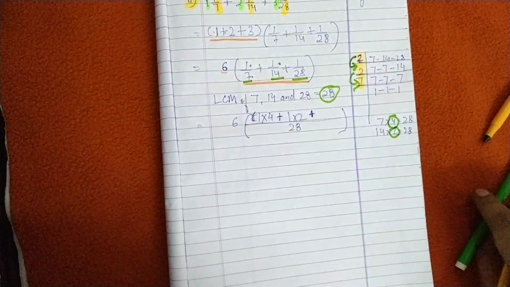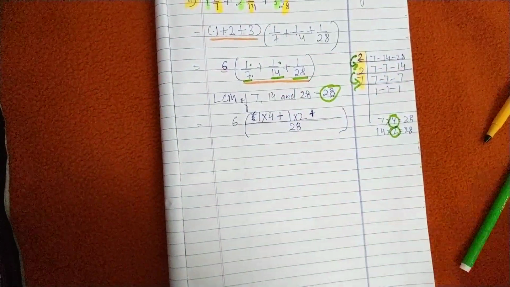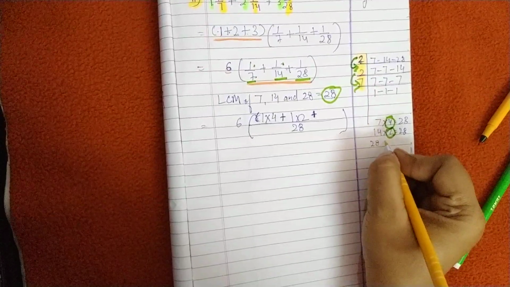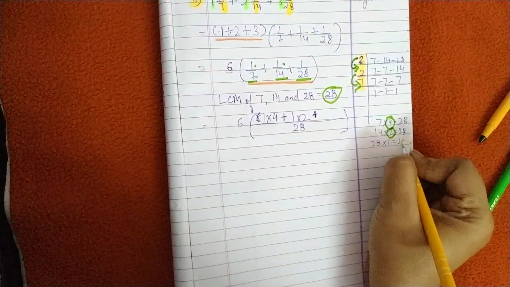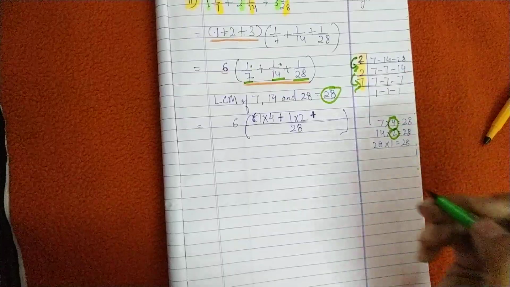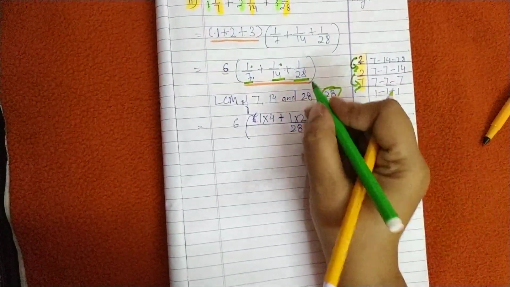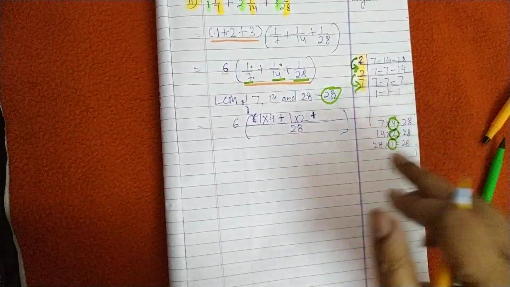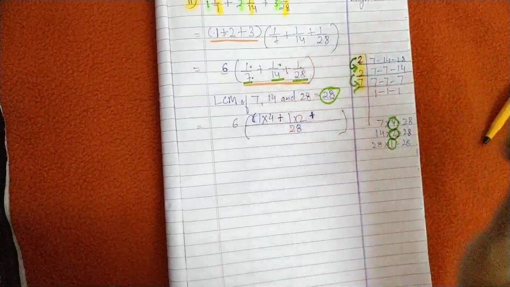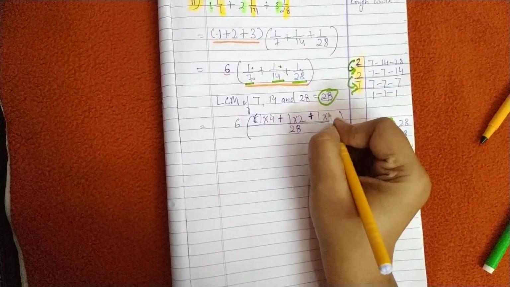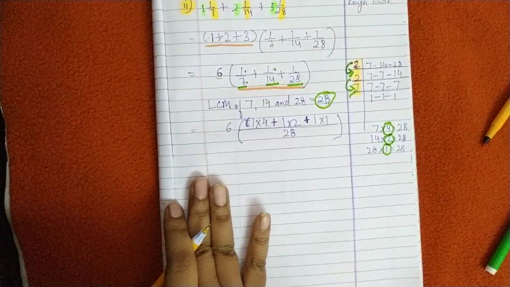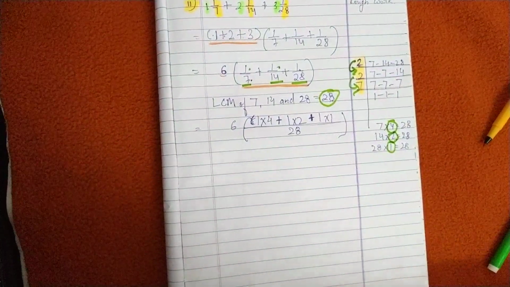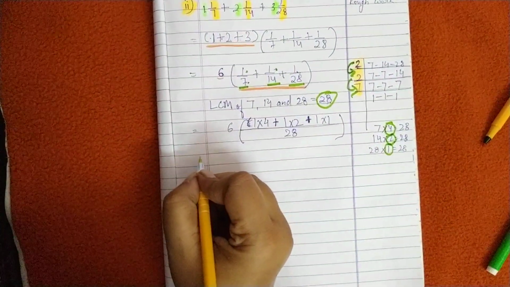Okay. Now read 28's table until you get 28. 28 into 1 is equal to 28. Yes children. So 28 you are getting here. Pick this one and multiply with numerator 1. So 1 into 1. This much is clear children. This step is clear.